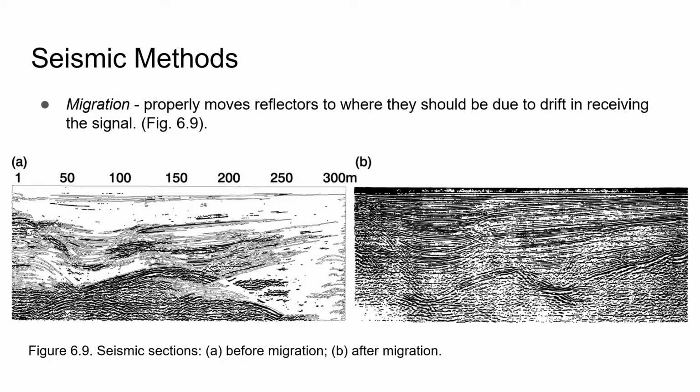So in figure A of 6.9, this is before migration. There's not a lot you can do with that. But once you apply migration corrections, you see figure B, and yeah, you can actually start to see lines and packages that you can make some useful interpretations out of a lot easier.